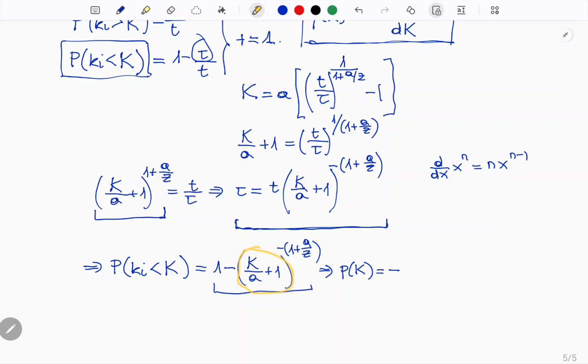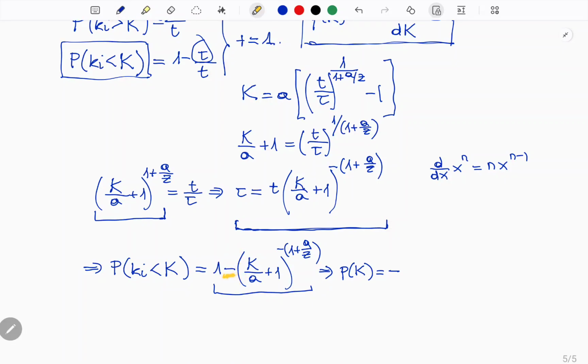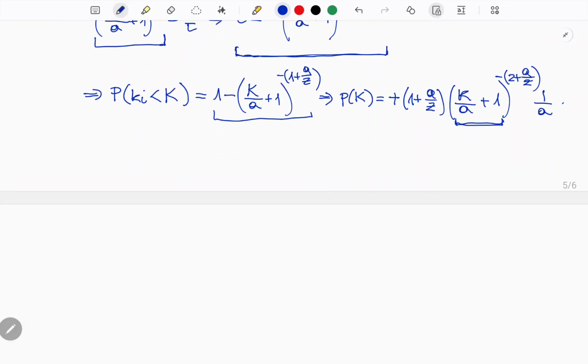After that I have to do the derivative of this part, because this is a composite function. So I have this minus here, but I have to multiply it by n, so I'm going to find that this is exactly the same as plus 1 plus a over z times k over a plus 1 to the power of this power minus 1, which is just minus 2 plus a over z, and then multiply by the derivative of this with respect to k, which is 1 over a. Okay, so this is the probability distribution that we are going to obtain in the end.